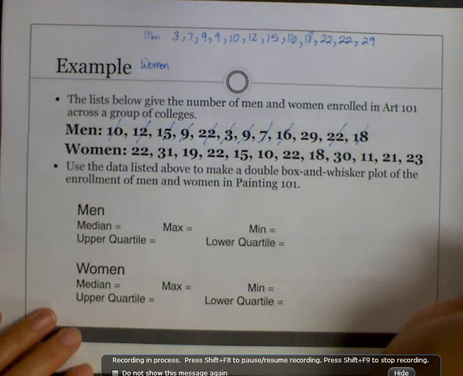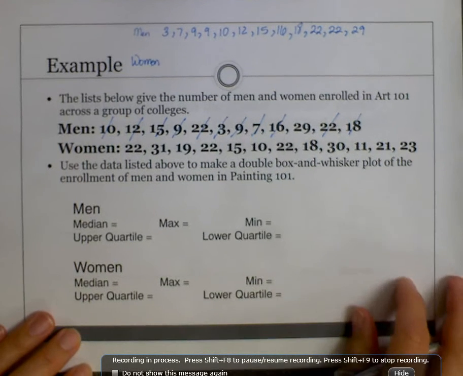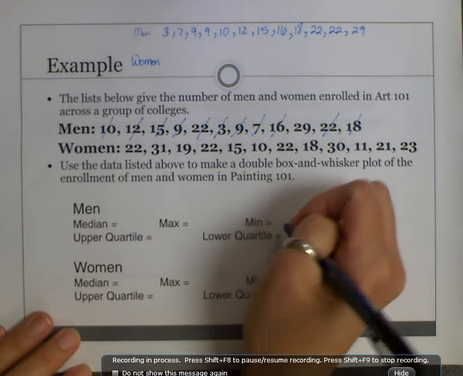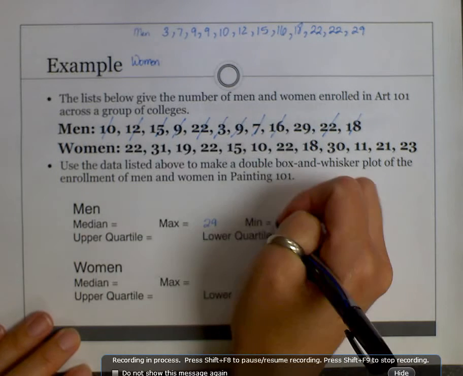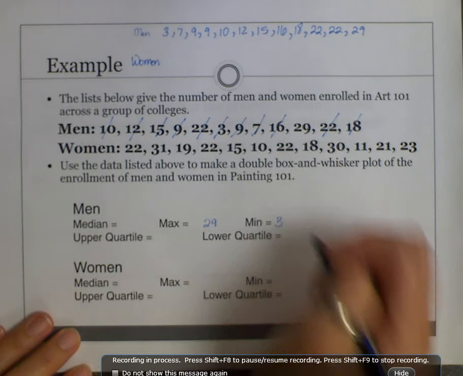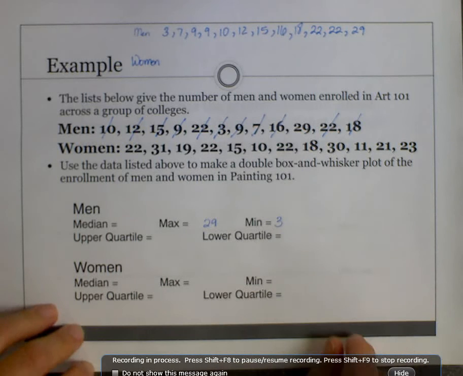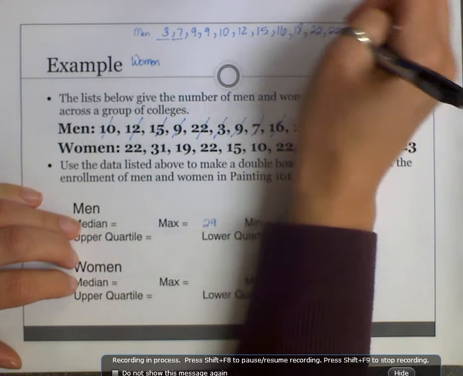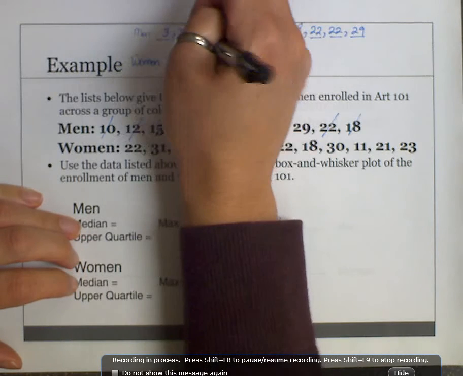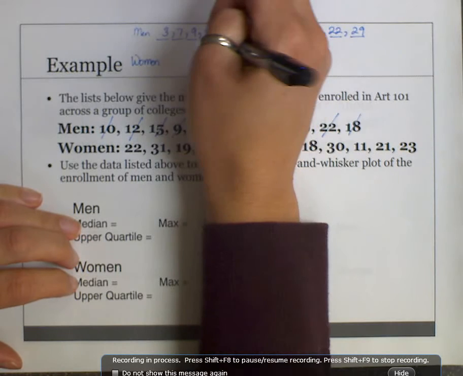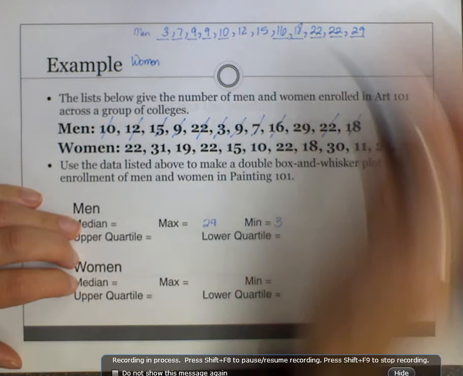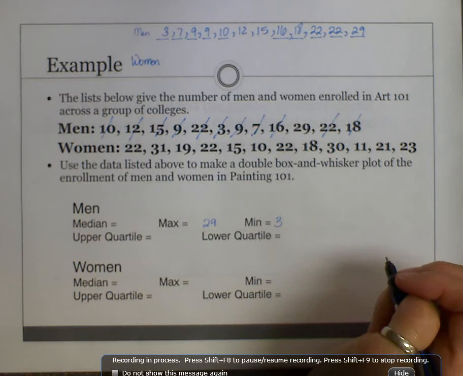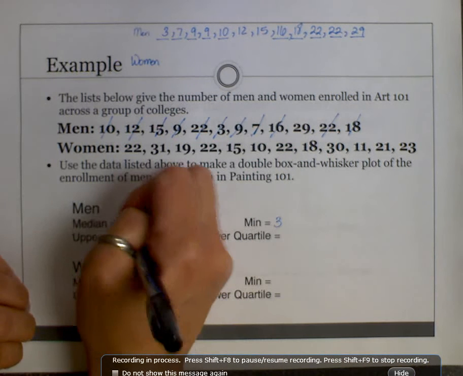All right, for our men, what do we have? Okay, our maximum number is a 29. Our minimum number is a 3. Okay, let's find now the middle number. So we have this, this, this, this, this. Two numbers in the middle. 12 plus 15 is 27. Divided by 2 is 13.5.